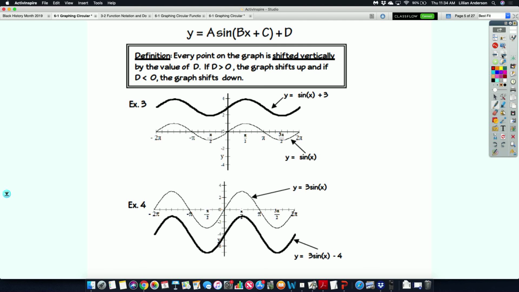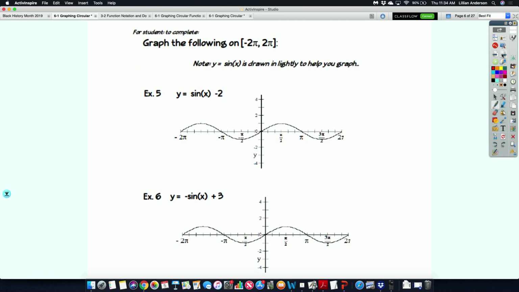Describe to me what happened to the graph of sine in example 5. It went down 2. What about in example 6? After it flipped over what? The x-axis. So after it flipped over the x-axis, it went up 3. So for this particular one, in example 6, what would you have to do to your y's to get the new points?